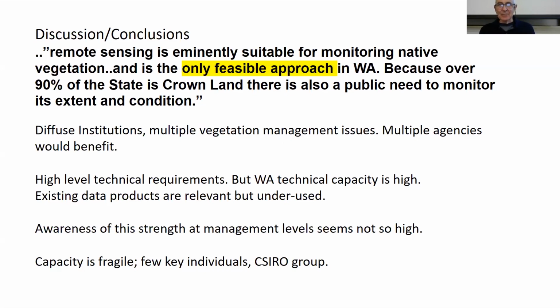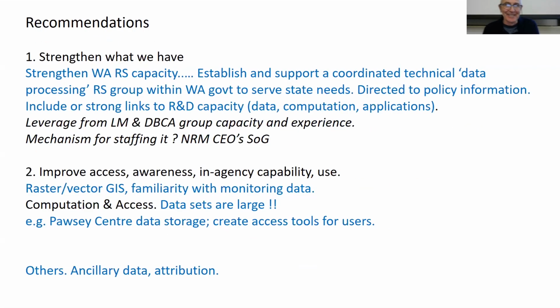But the fact that it's the only feasible approach and there's powerful demonstrations that it's operational really makes the decision easy. If you've only got one choice, it simplifies, sort of focuses the mind. So really the final recommendation is that the state, in its interest of meeting these information requirements, should strengthen what we have, which is strengthen the capacity and establish and support a coordinated technical data processing group, which is directed to provide policy information. It needs to include or have strong links to R&D capacity. And really the Land Monitor Consortium and the DBCA group's activities provide excellent models to build on for that.